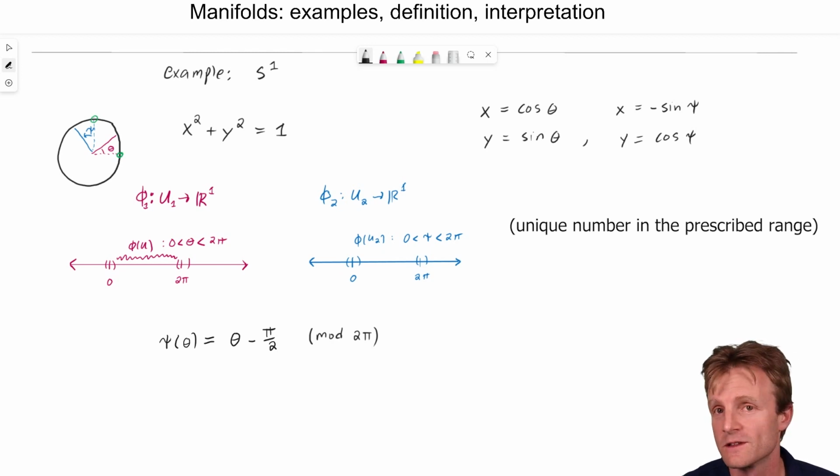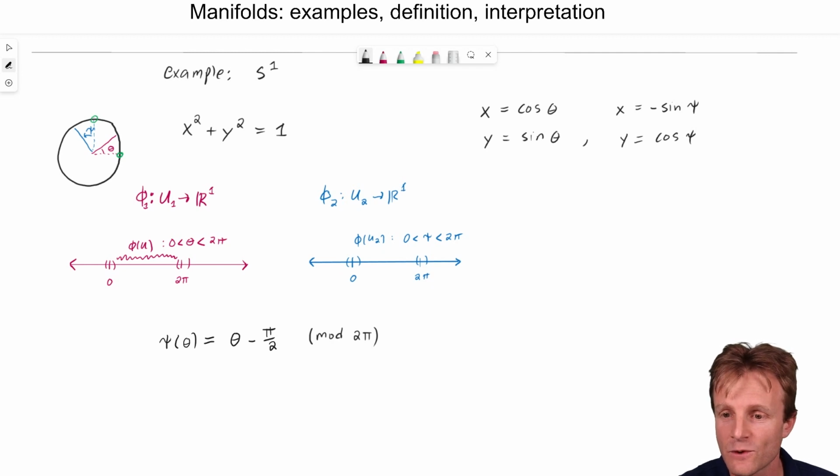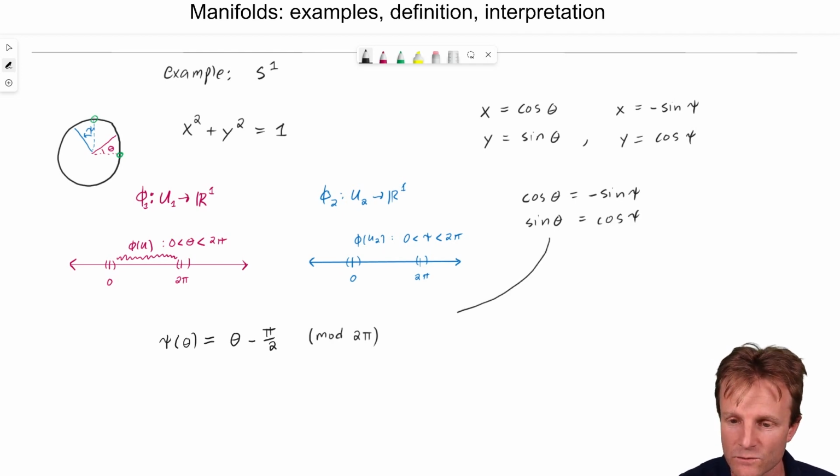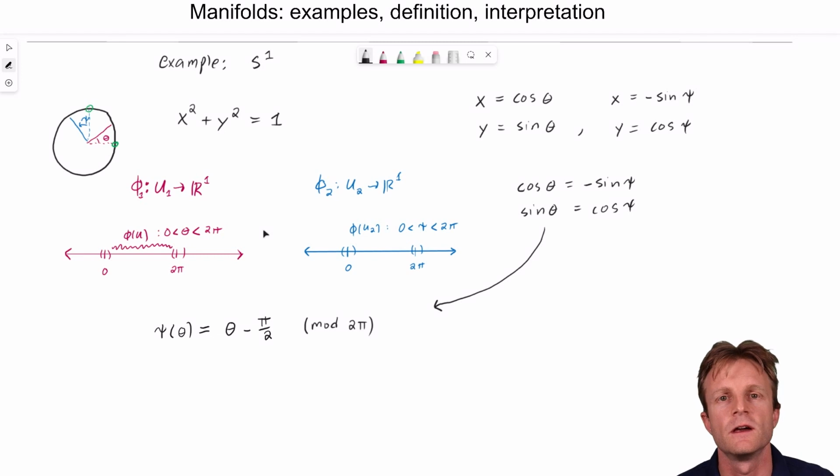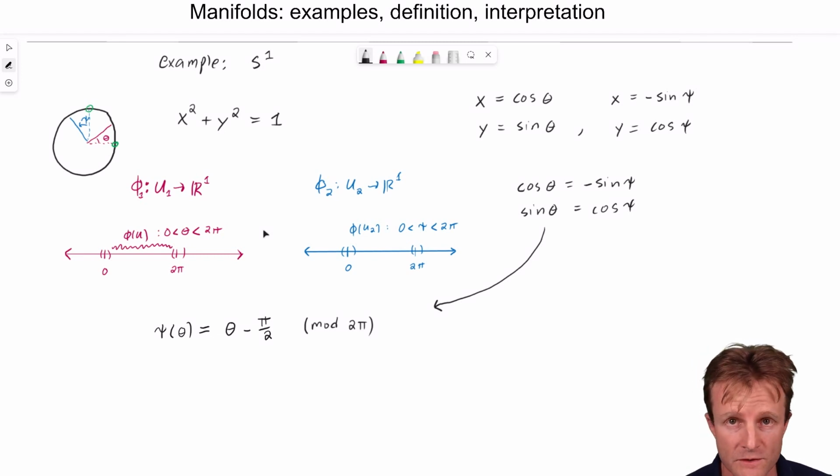And now if you want to see the overlaps, well, you just compose these maps. So we set the x equations equal, and we get cosine theta equals minus sine psi. We set the y equations equal, we get sine theta equals cosine psi. And indeed, the solution, writing psi explicitly in terms of theta, is exactly theta minus pi over 2. Again, mod 2 pi to respect our canonical ranges for the coordinates. So that's how you see that the one sphere is a manifold.